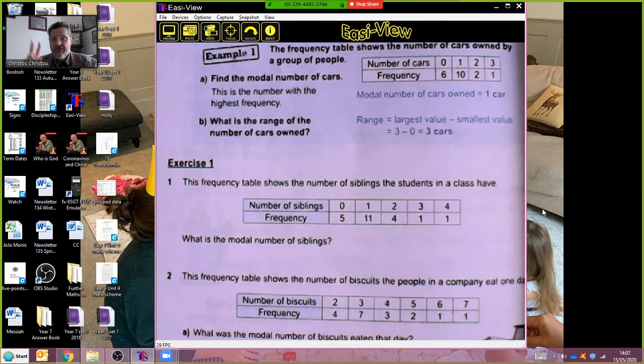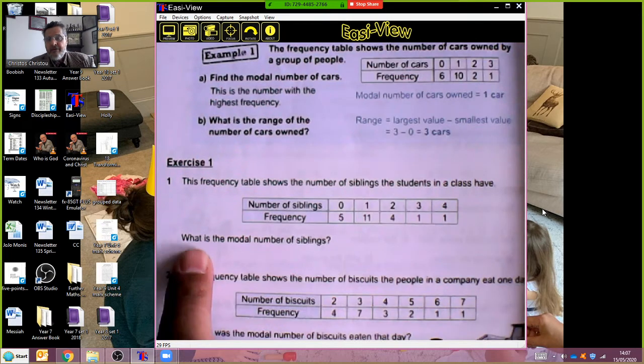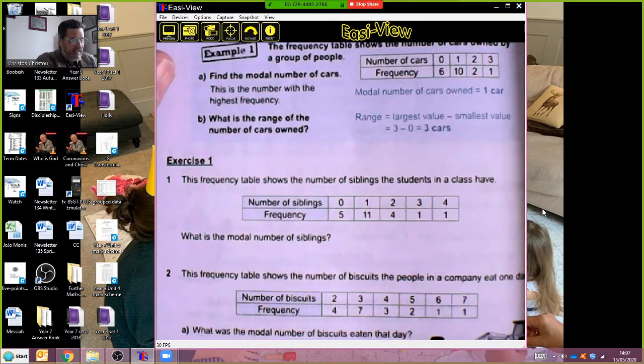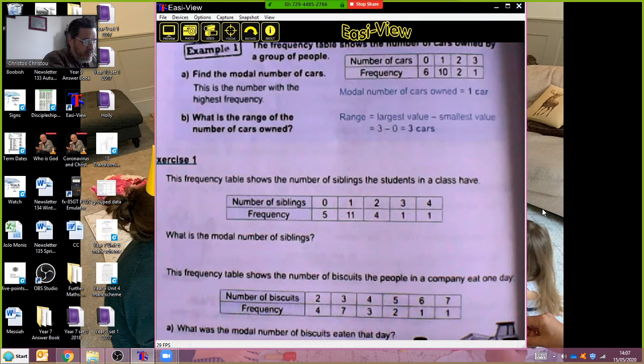Now, I'm not going to make you do tables in exercise 2, but I will for just exercise 1. So please copy out the table. Just write down the modal number of siblings equals 1. So that's done. Now, that's all there is to it. I don't want you to be baffled by tables, yeah?